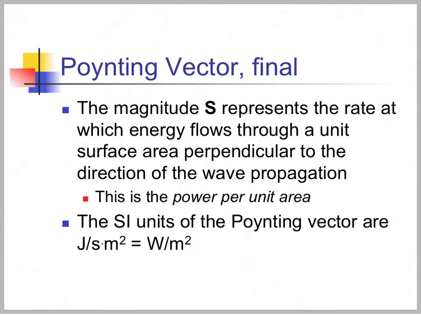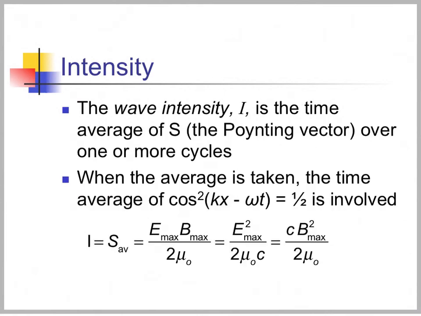The intensity of a wave, I, is the time average of S, the Poynting vector, over one or more cycles. When the average is taken, the time average of cosine squared of any function is always 1/2. And so the intensity, which is the average Poynting vector, is E max B max over 2 mu naught. Or, playing with it, I could say it's E max squared over 2 mu naught c, or c B max squared over 2 mu naught.